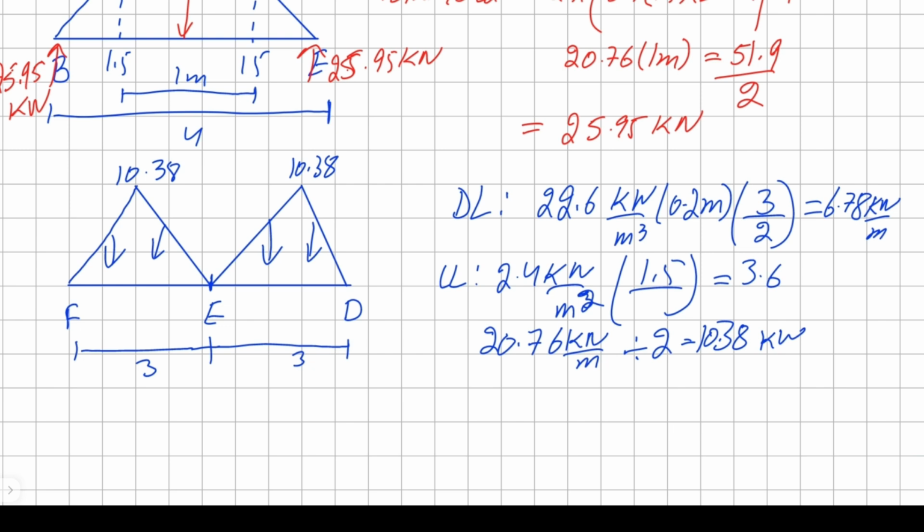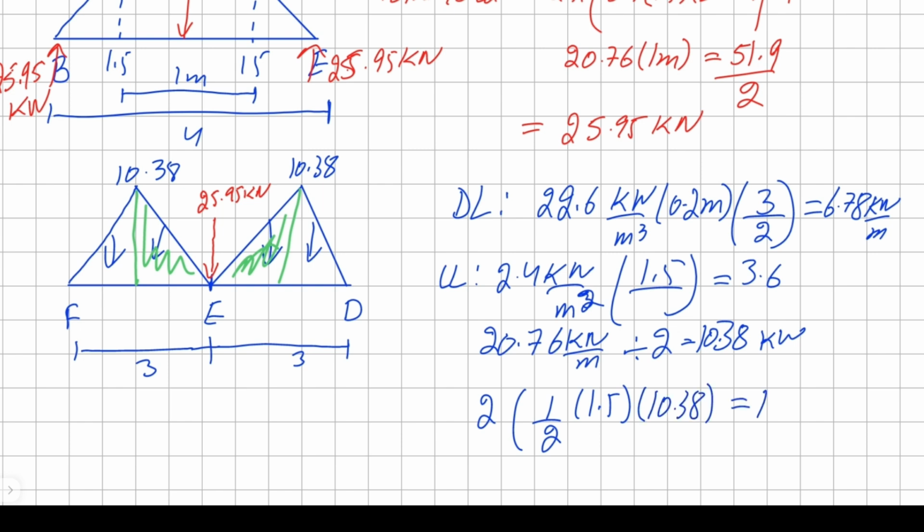Okay, now that we have those, we can calculate our point loads. So we already have one point load for member BE. So point load E has 25.95 kilonewton extra from the member BE. And then we have to calculate this load that will be carried by point E as well. So this would be simply 2 times the area of the triangle. For this case, it's 0.5 times 10.38. We get 15.57. So we have another 15.57 here that will be handled by point E.